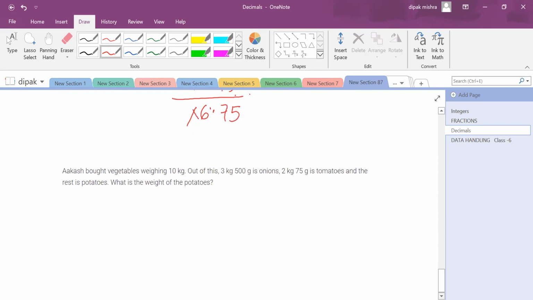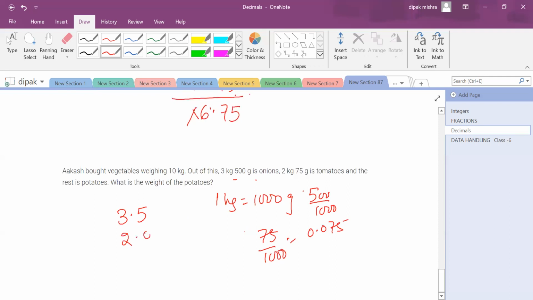Okay. Now the next question is, Akash bought vegetables weighing 10 kilos. Out of these, 3 kilos 500 grams are onions. 1 kilo we know as 1000 grams. So you divide grams by 1000, and 500 by 1000 is 0.5, so 3.5, and 2 kg and 75 grams. 75 grams is 75 by 1000, which is 0.075. So 2.075. You add the zeros: 5 and 7 and 5 and 5. So 5.575.